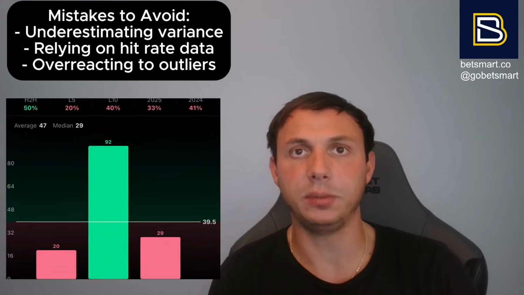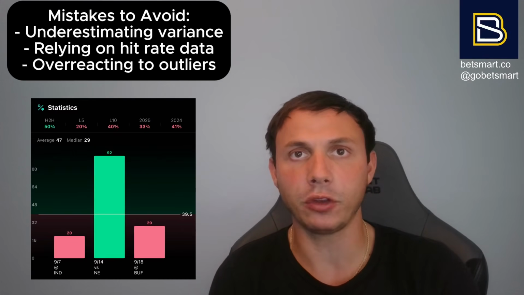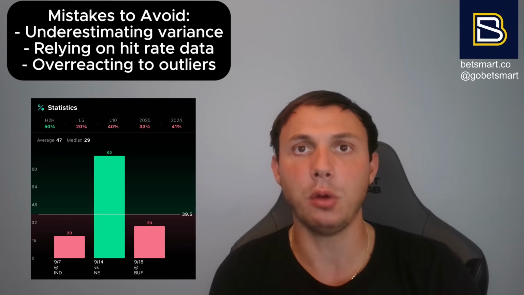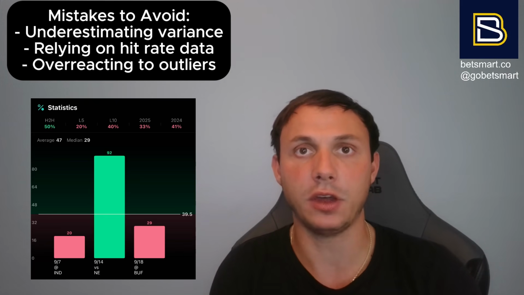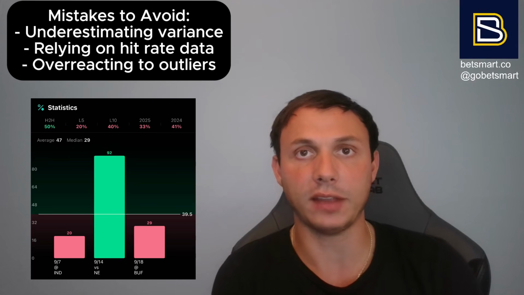The next mistake to avoid is overreacting to 1 week spikes, whether that be a player going well over their line in 1 week or well under their line in 1 week. Everything has context, and it's important to note what was going on in that game to have them have a massive spike one way or the other, and whether or not that is sustainable.